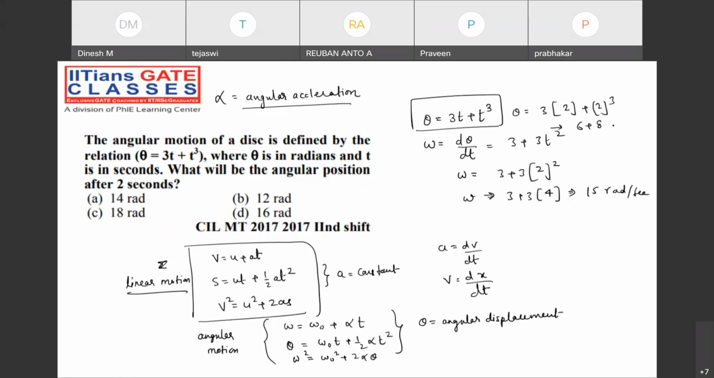6 plus 8, that is what? 14. That will be the radian. 14 radian, that will be the answer. All of you please note down. This question has been asked in CIL.